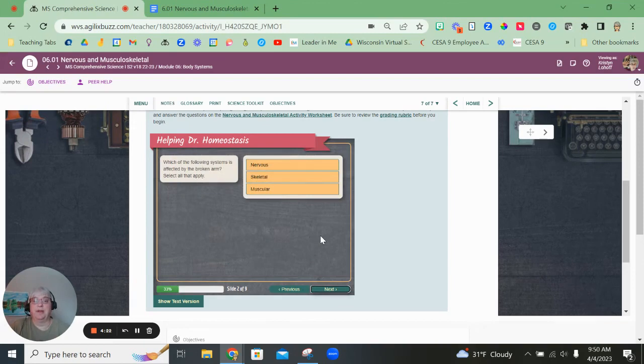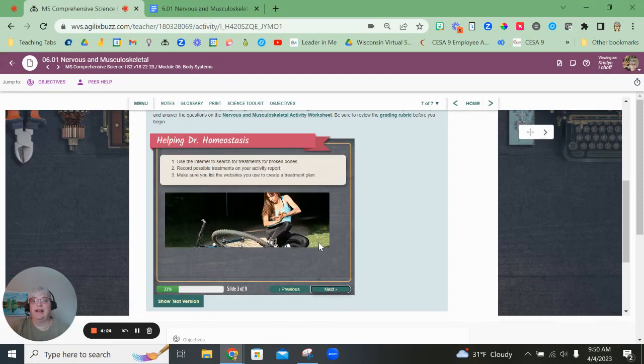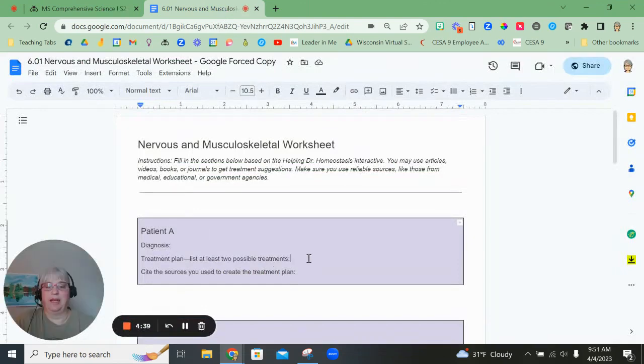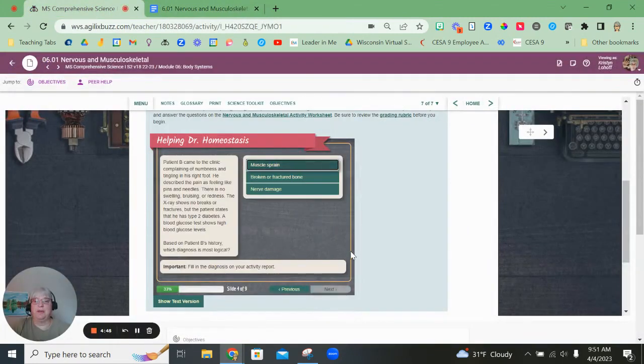You don't need to record this, but you do need to answer it to move on to the next slide. Use the internet to search for treatments for broken bones. Record possible treatments on your activity report. Make sure that you list the websites you used to create that treatment plan. So that's what you're going to list right here, at least 2 treatments and the websites that you used. That's patient A, and next we should be moving on to patient B.